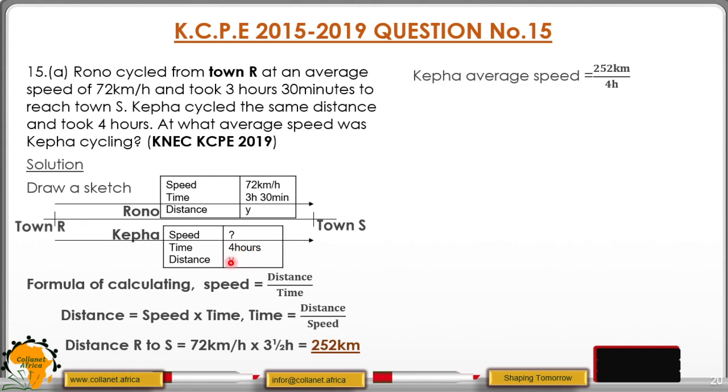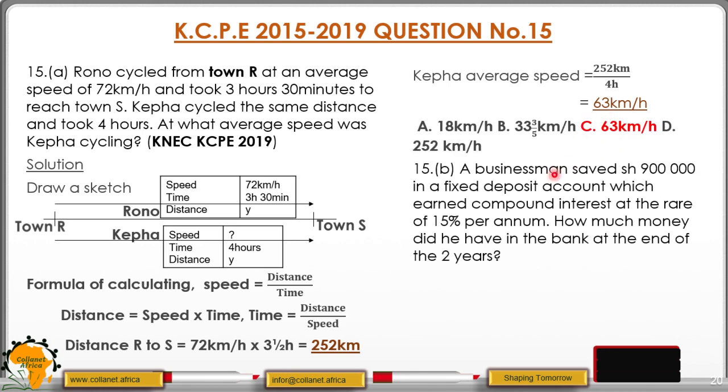Now, since we have the distance here and we have the time, we go to the formula of calculating speed. Speed is equal to distance over time. So we know distance is 252 kilometers divided by time that Kefa used to cycle. So divide by 4, you get your answer as 63 kilometers per hour. That is the answer.